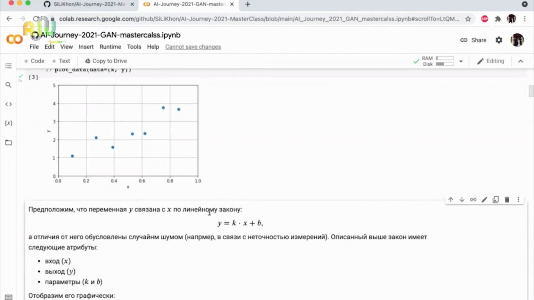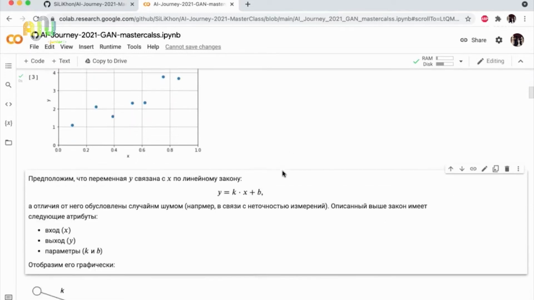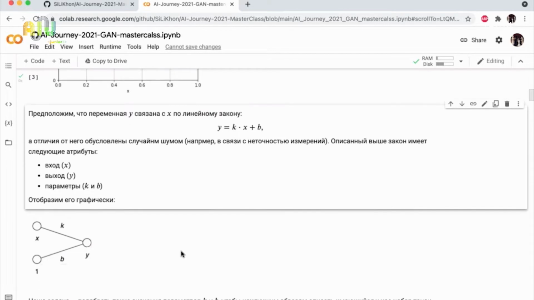So let's try to approximate it according to the same rule. K and B, let's try to find them looking at these dots so that this rule describes the dots that we observe as accurately as possible. This rule has a few attributes. It has input x and output y, and a b parameter. We'll need to choose the b parameter.